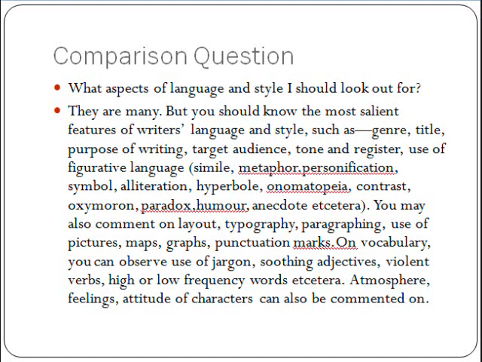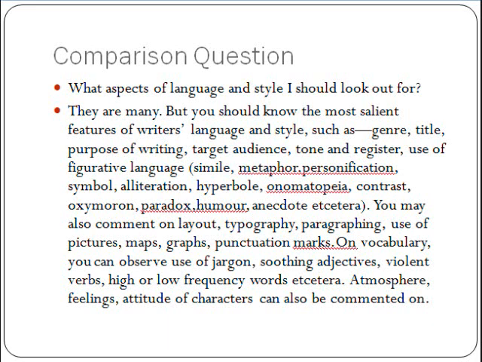What aspects of language and style should I look out for? There are many, but you should know the most salient features of writer's language and style, such as genre, title, purpose of writing, target audience, tone and register, use of figurative language such as simile, metaphor, personification, symbol, alliteration, hyperbole, onomatopoeia, contrast, oxymoron, paradox, humor, anecdote, etc.